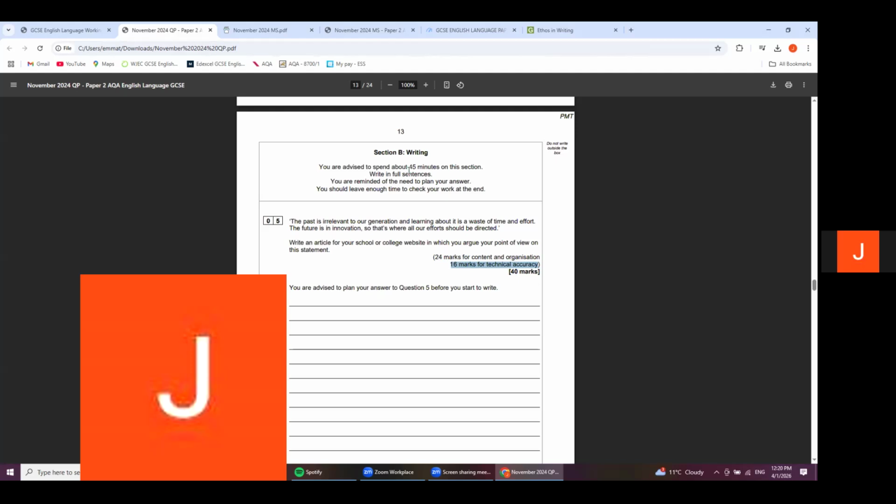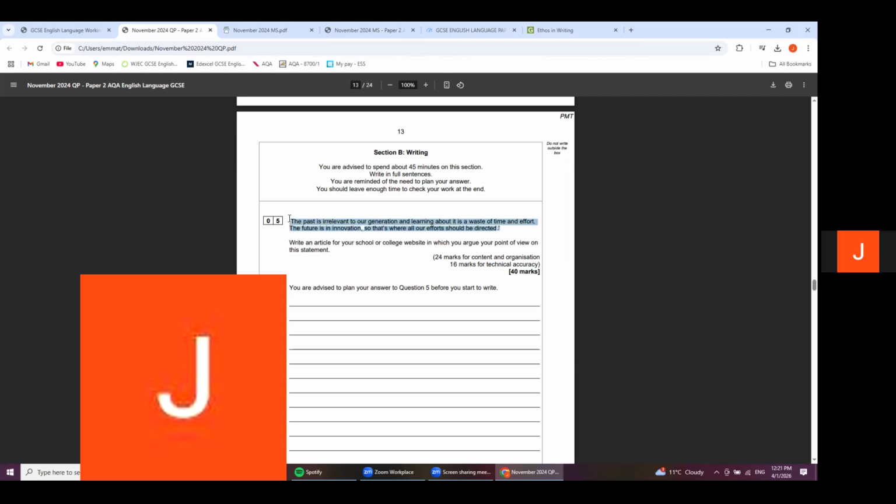What we have to do for section B is we will be given a statement. Ours here is: the past is irrelevant to our generation and learning about it is a waste of time and effort. The future is in innovation, so that's where all our efforts should be directed. So we're given a statement here. Initially, I'm thinking, do I agree? Do I disagree? Do I have a balanced view?